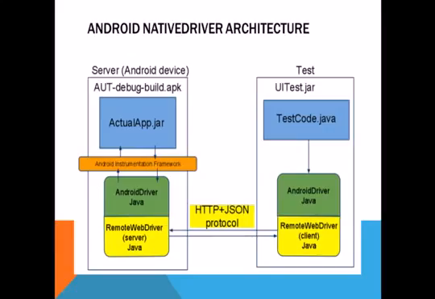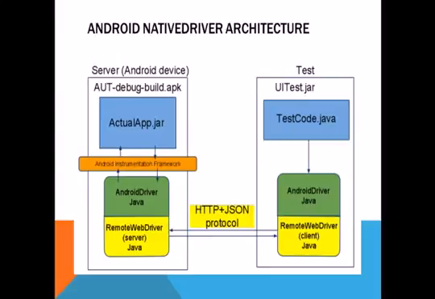time effective. Let's talk about the Android native driver architecture. Here we have two columns. The left is for the Android device and the right is the test. Let's call it our controller. So how do the controller and the server, or device or emulator, whatever you say, communicate? In the test, there is a test code.java. It's directly interacting with the Android driver Java. It has one component, remote web driver client Java.